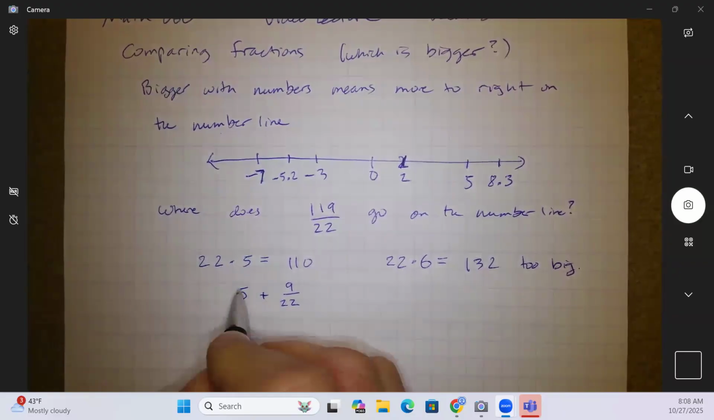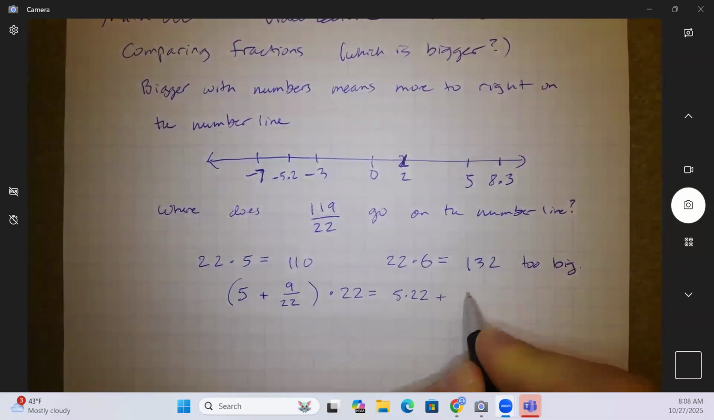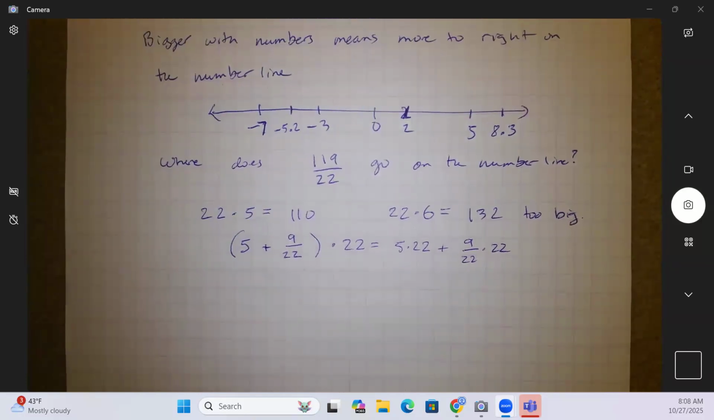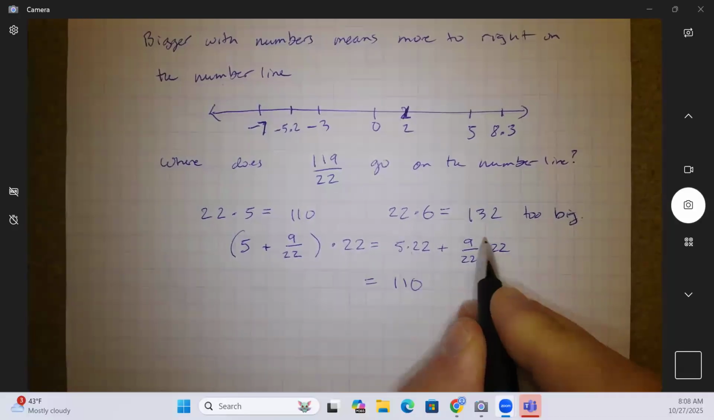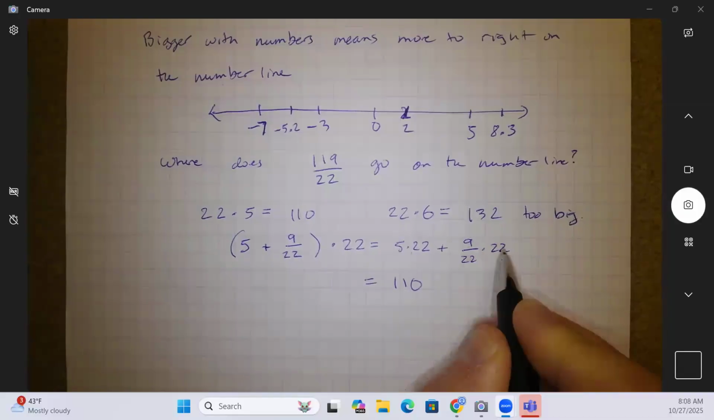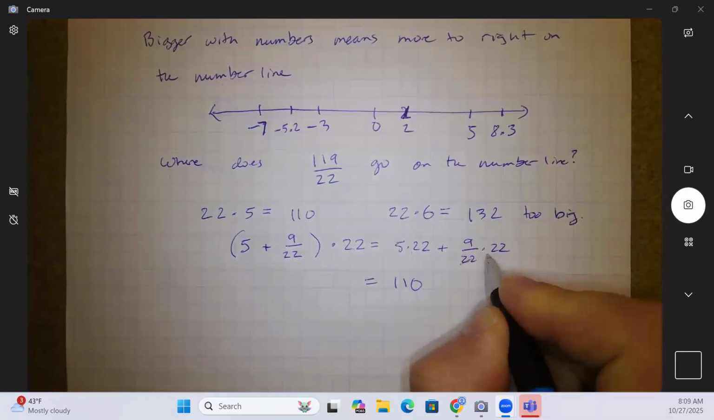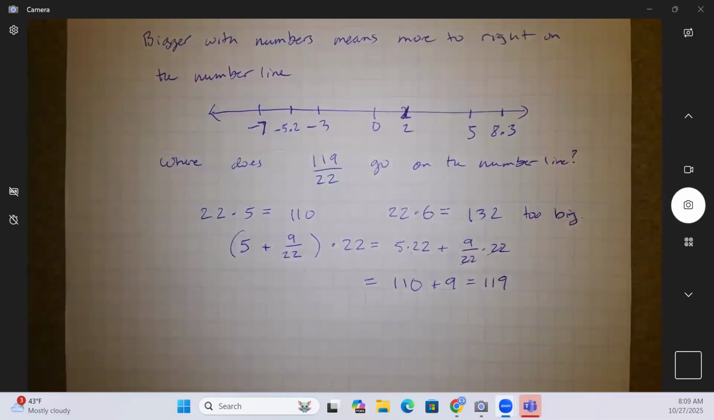Because if I take this number and I multiply it by 22, I'm going to get 5 times 22 plus 9 over 22 times 22. That's the distributive property. I already found out that 5 times 22 is 110. And if I remember how I multiply a fraction times an integer, you multiply the top times the integer. Or in this case, you get to cancel the 22s. And I get 119. Right, so now I know about how big it is.